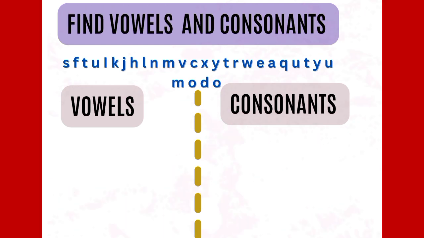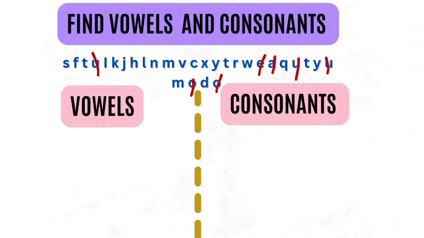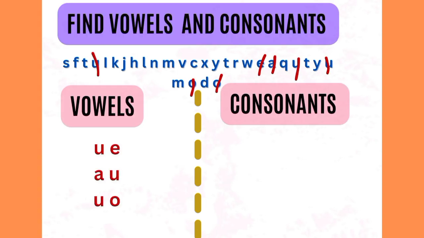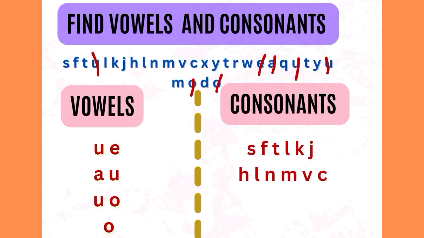You look at the blue letters. I have cut down all the vowels from these blue letters and I wrote them on the vowel side. And now it's the consonants' turn. Now one by one we will write all the consonants that are left behind.